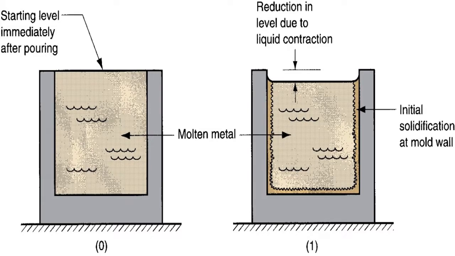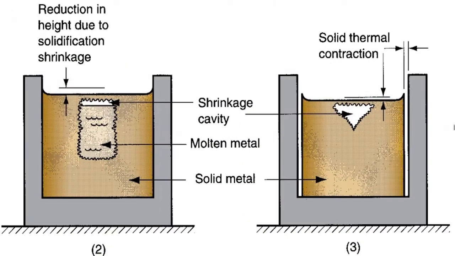The shrinkage of the metal is a main problem in the casting processes. The reduction in the level caused by the liquid contraction during the cooling will start immediately. Further reduction in the height and the formation of the shrinkage cavity is caused by the solidification. Further reduction in the volume due to the thermal contraction during the cooling of the solid metal will cause the part to get smaller and shorter within the cavity.